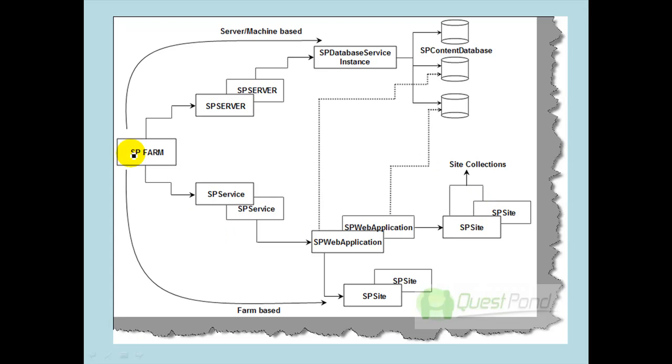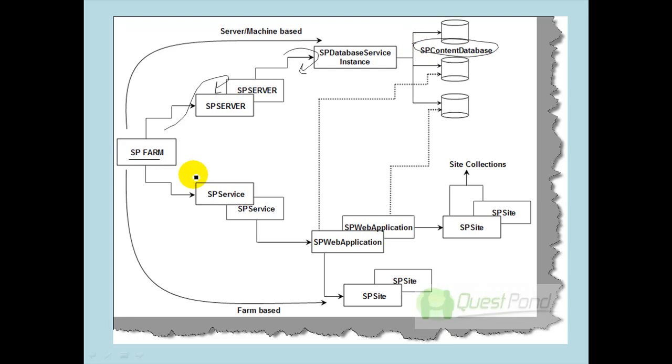So we have the SPFarm object at the top end. It's a parent from where you can browse through the number of servers available in the farm. Every server can have database instances, and every database instance can have SPContentDatabase objects.